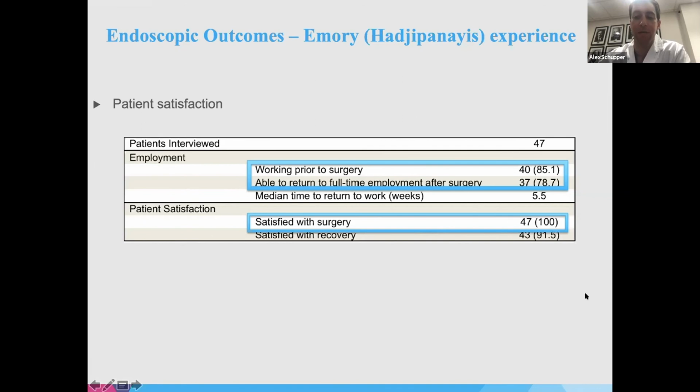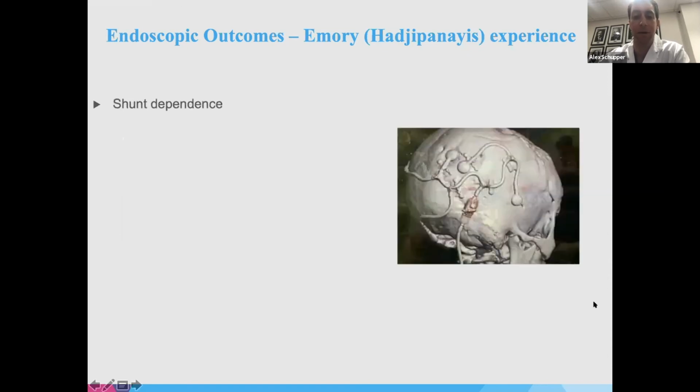So it shows that this procedure is not only safe, but it's efficacious too, and these patients are actually coming back relatively quickly, after 5 weeks, to their initial quality of life.